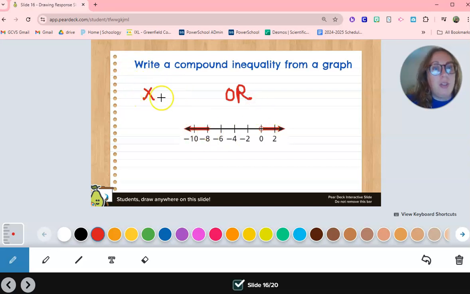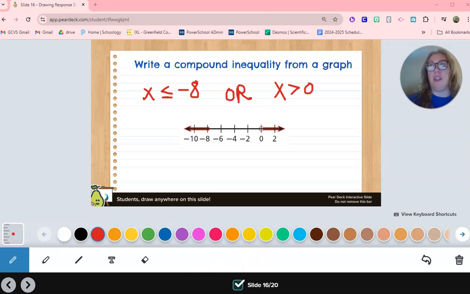So on the left are x values. We see a closed circle on negative 8, and they're shaded to the left. So they're less than or equal to negative 8. Or we have an open circle on 0, and it's shaded to the right. So, or they can be greater than 0. And those are our two inequalities. Okay.